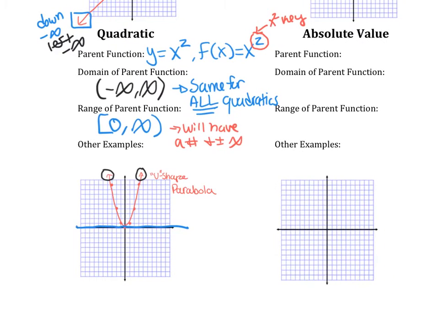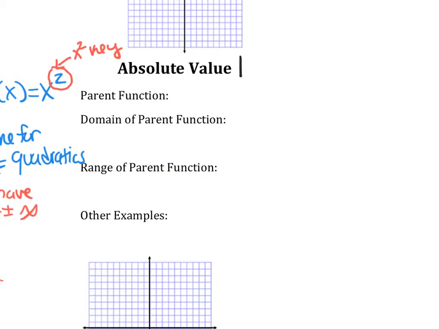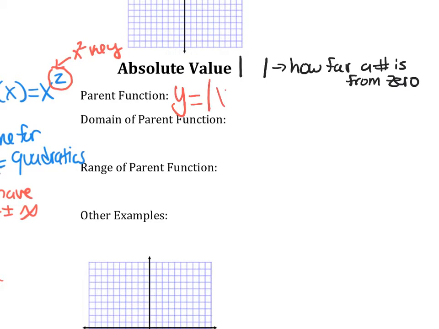Okay, then our last parent function is absolute value. If you guys remember, absolute value is these vertical bars, and it's asking how far a number is from 0. So the function is y equals the absolute value of x, or if we want to use our function notation, f of x equals the absolute value of x.